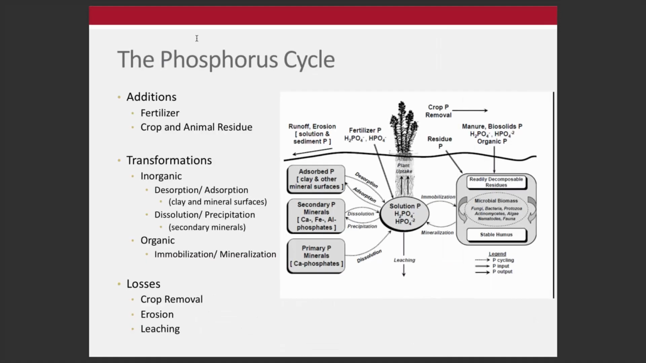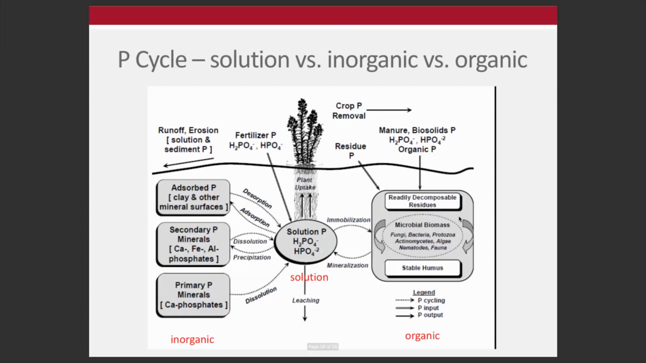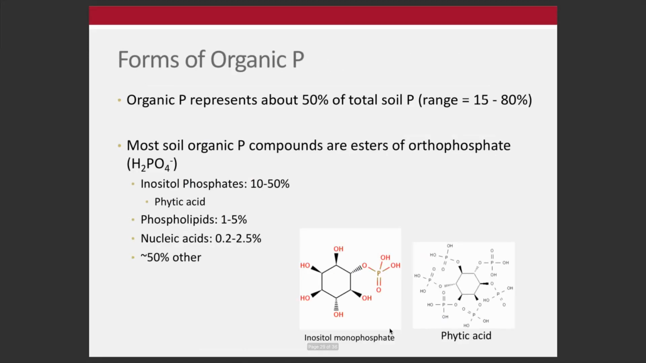Okay, so back to the phosphorus cycle. We just talked about these transformations, this inorganic phase. Let's go into this organic phase. So we're not talking about all these interactions with the mineral piece, but what's going on with the organic fraction, the biology. Again, inorganic solution we've covered. Now we're into the organic piece. Organic phosphorus represents about 50% of total soil P, and that's a rough average. Again, it can range anywhere from 15 to 80% organic P, depending on the soil, depending on management, et cetera.